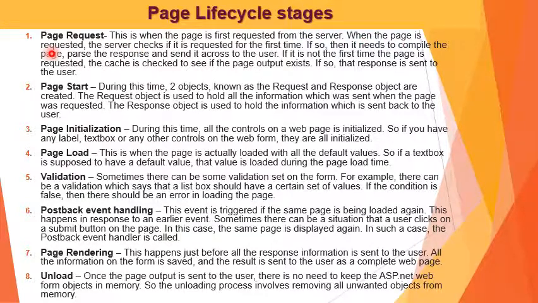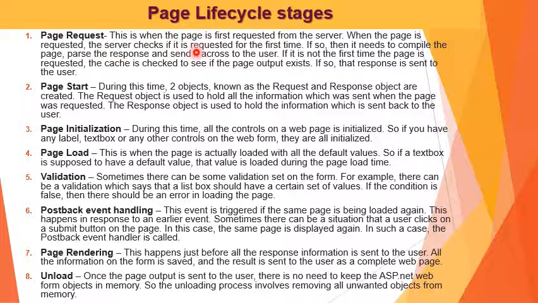When the page is requested, the server checks if it is requested for the first time. If so, then it will need to compile the page, then parse the response and send it across to the user. If it is not the first time the page is requested, the cache is checked to see if the page output exists. If so, that response is sent to the user.